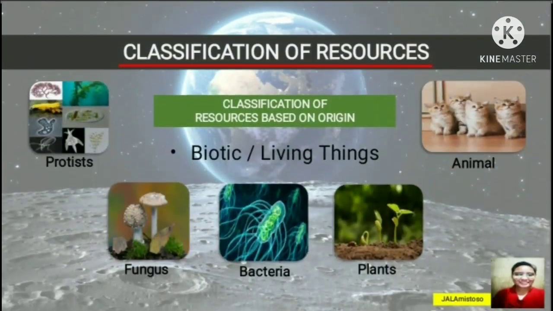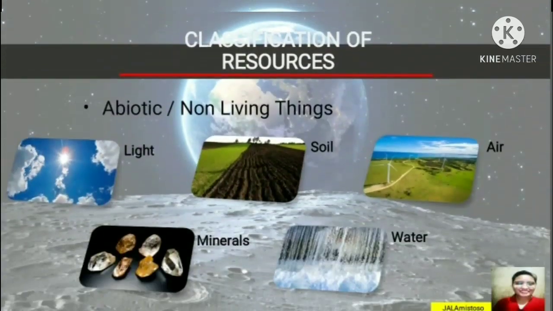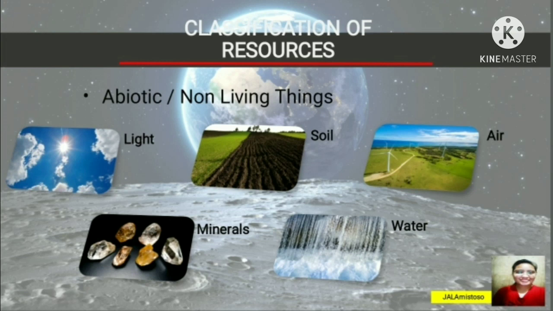The classification of resources based on origin. This classification is based on where the resources are obtained from: the biotic and abiotic. Biotic are those living things, for example animals, plants, bacteria, fungus, and protists. Abiotic are those non-living things, for example air, water, soil, minerals, and light.